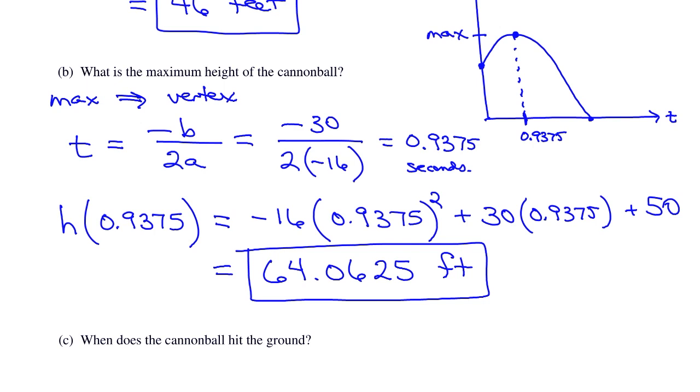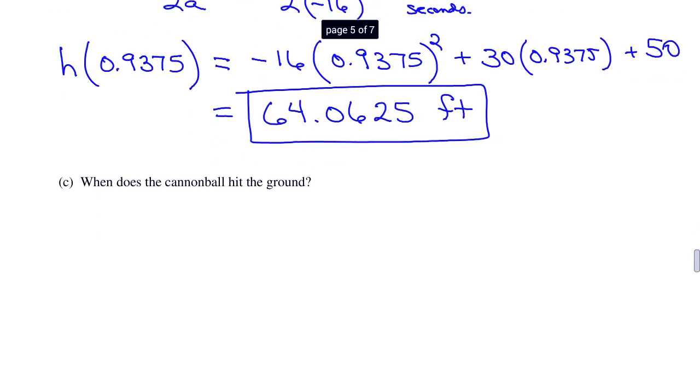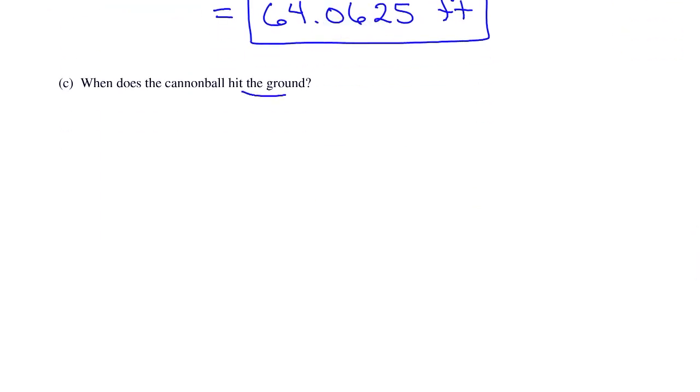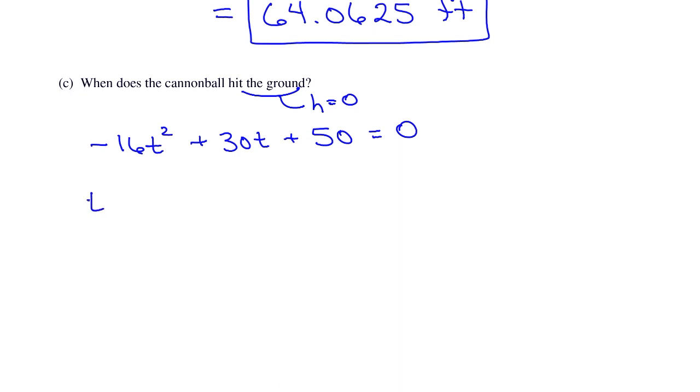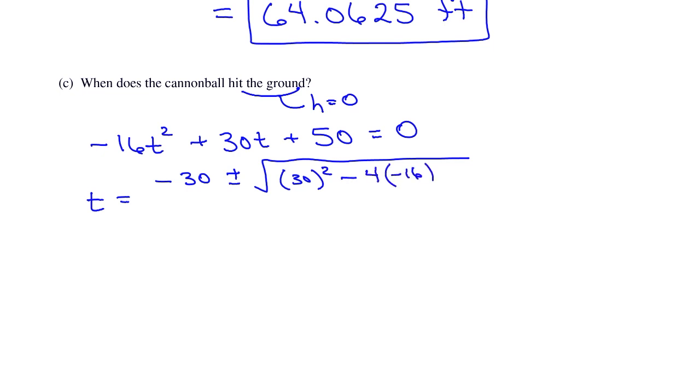Part C. When does the cannonball hit the ground? So when it hits the ground, that means the height is equal to 0. So we'll take the equation, negative 16t squared plus 30t plus 50 is equal to 0. And we'll use the quadratic formula. So t is equal to negative 30 plus or minus the square root of 30 squared minus 4 times negative 16 times 50, all divided by 2 times negative 16.